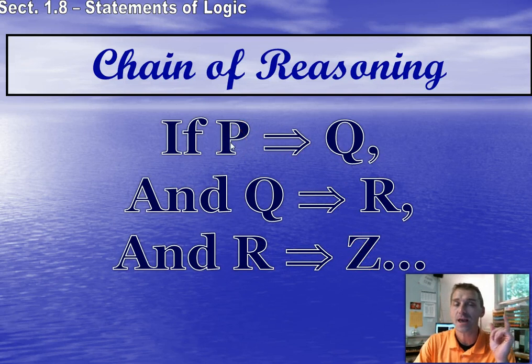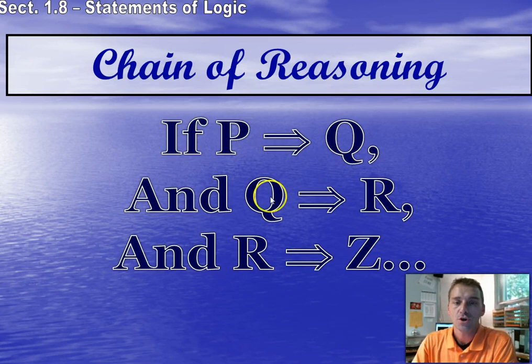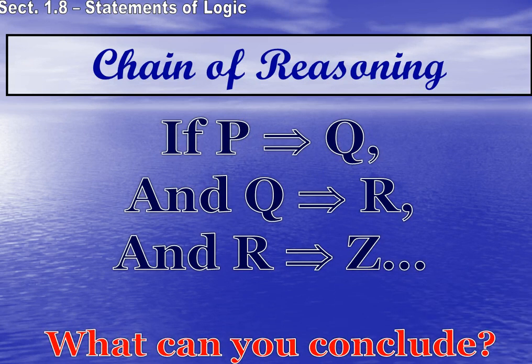If we know for a fact that all three of these implications are true, so there's no chink in the chain for any reason, there's no break in the chain. It is exactly P implies Q, Q implies R, R implies Z. The ultimate question, ladies and gentlemen, is what can you conclude?